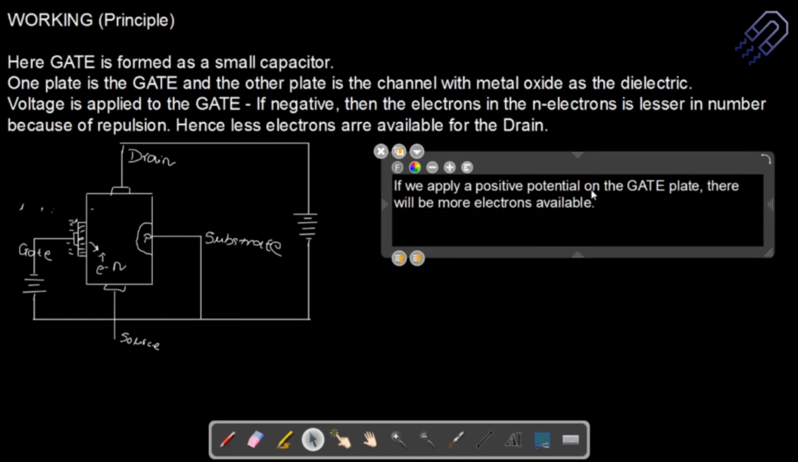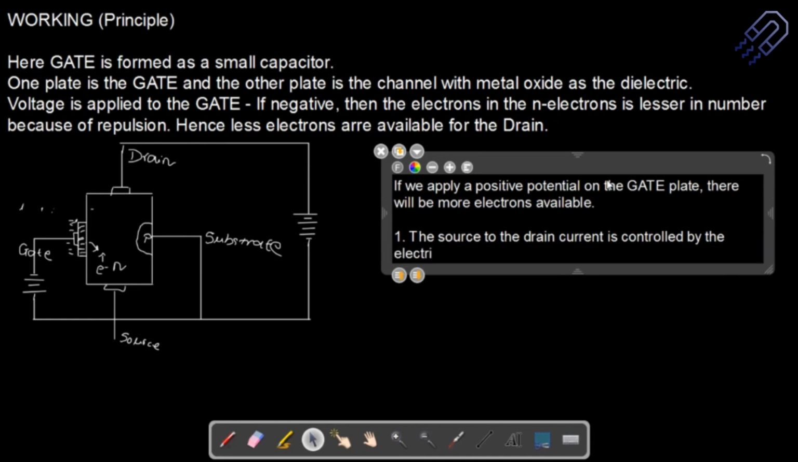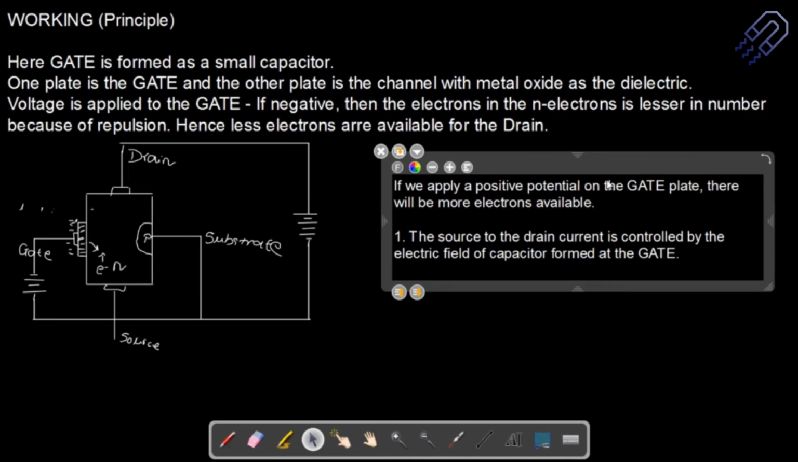If we write down a few points here: the source to drain current is controlled by the electric field of the capacitor formed at the gate. So this is the first point. This is how it is controlled.